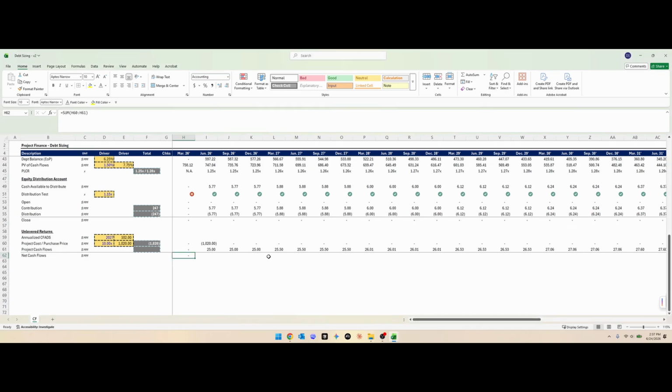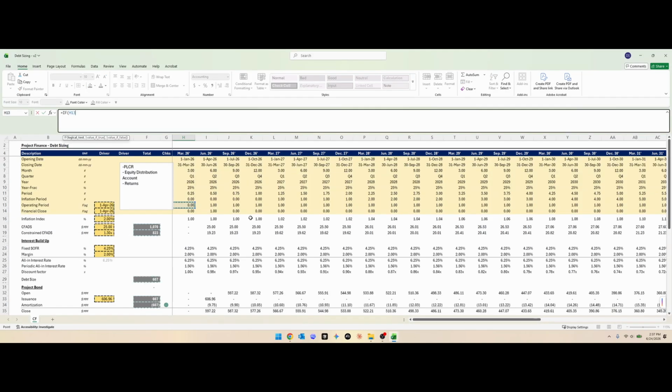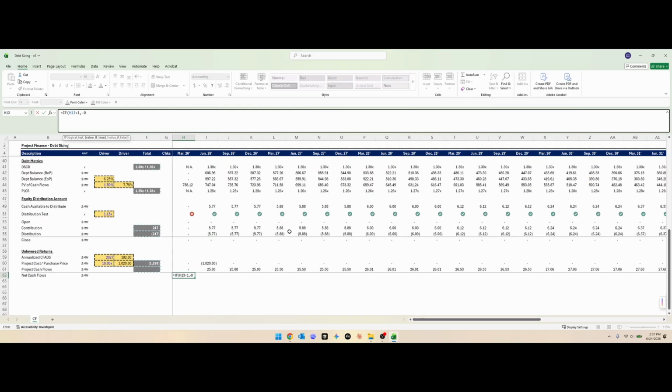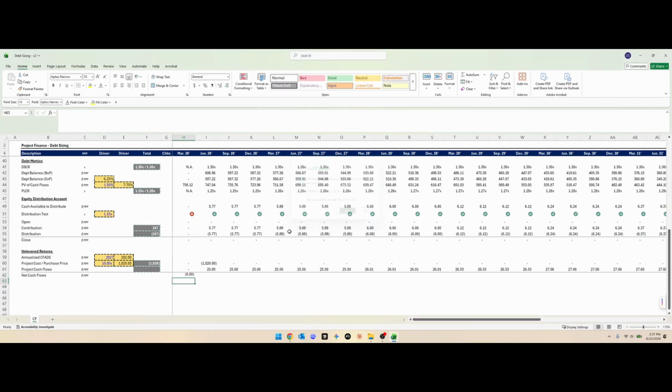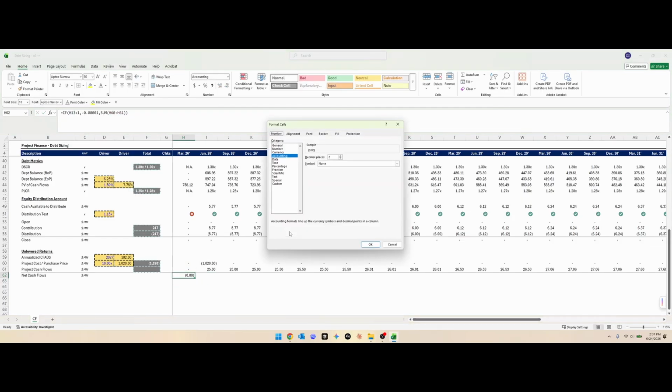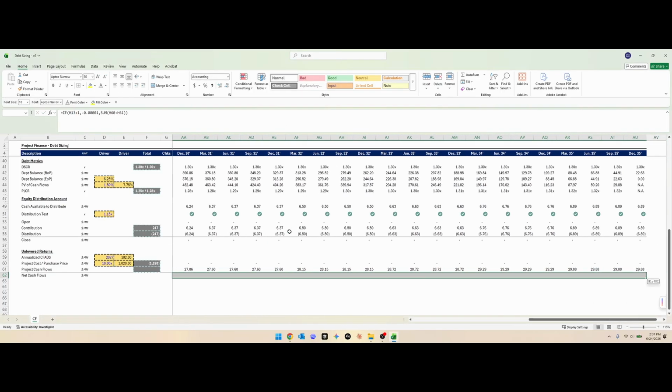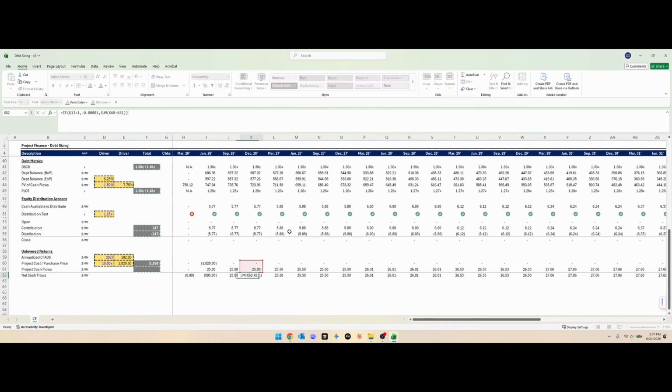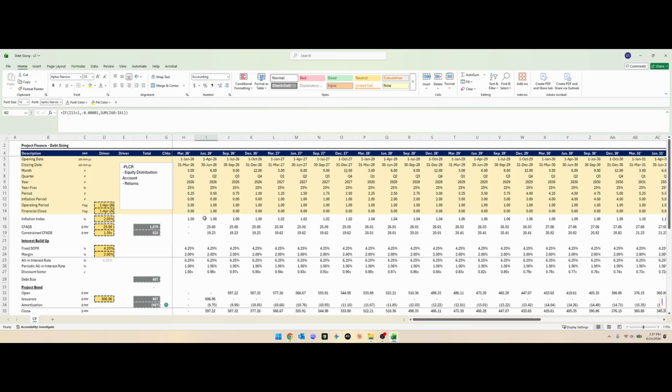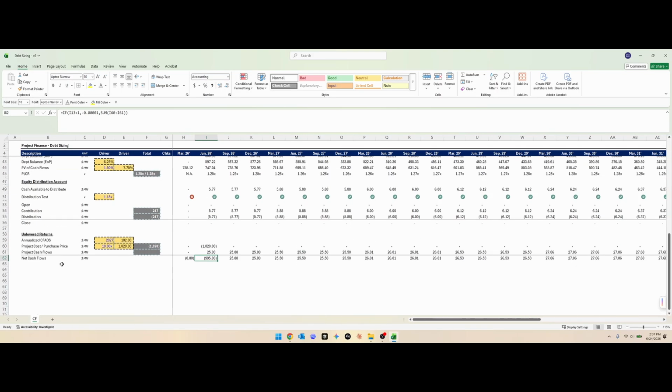So we're just going to go equals if this is less than 1, then negative 0.001, otherwise sum. Okay. And what that's going to do is just allow us to have a working IRR function in the period prior to. So if we change this time series, the IRR will still work.